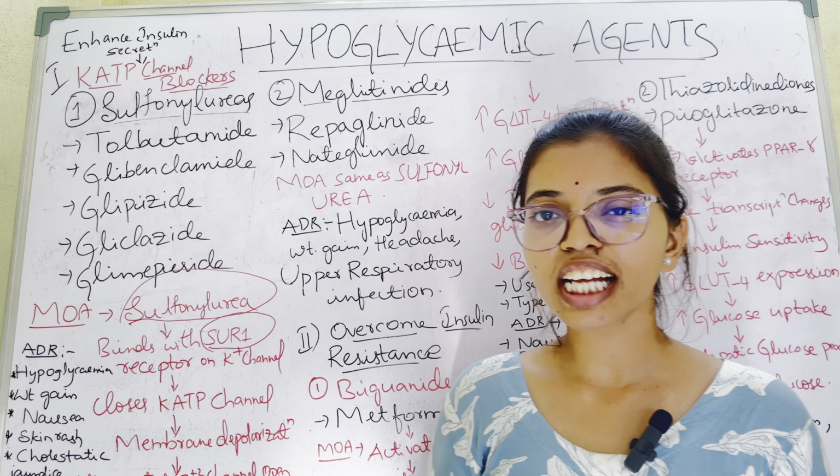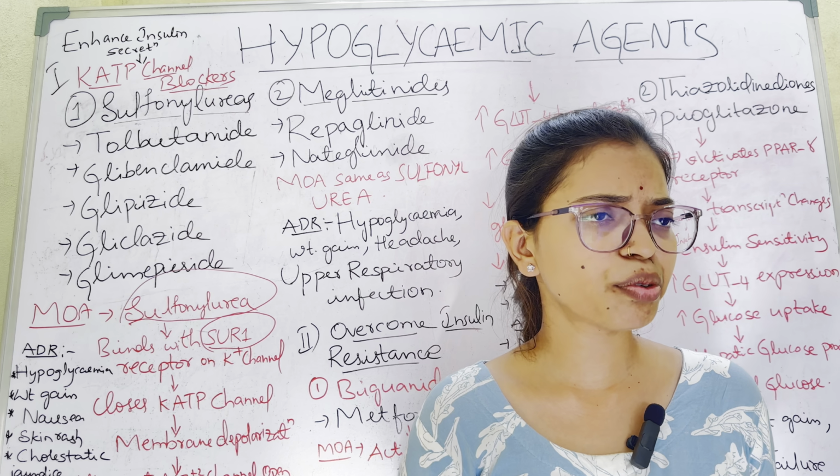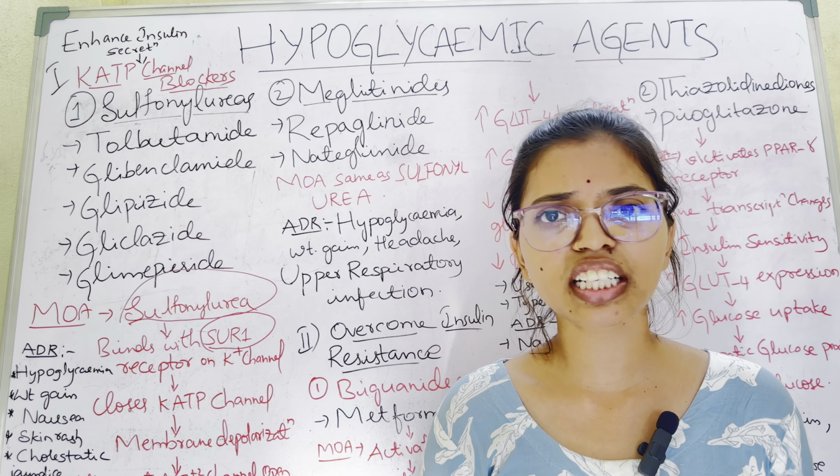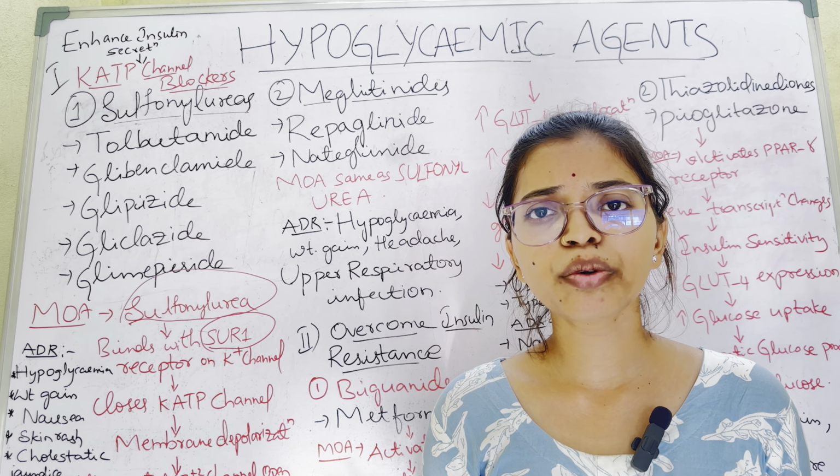Those are the other receptors of hypoglycemic agents. These are the four options given. So you will have clarity: you will eliminate DPP4 and PPAR easily.